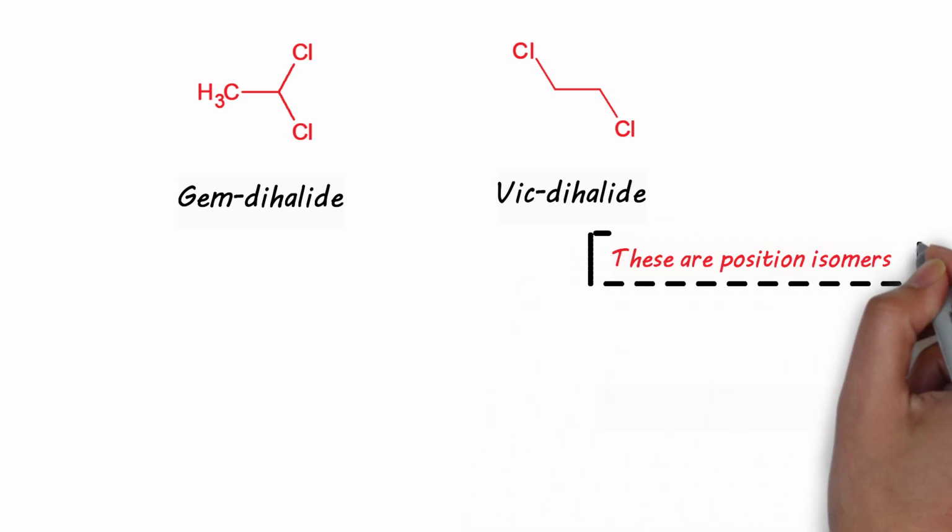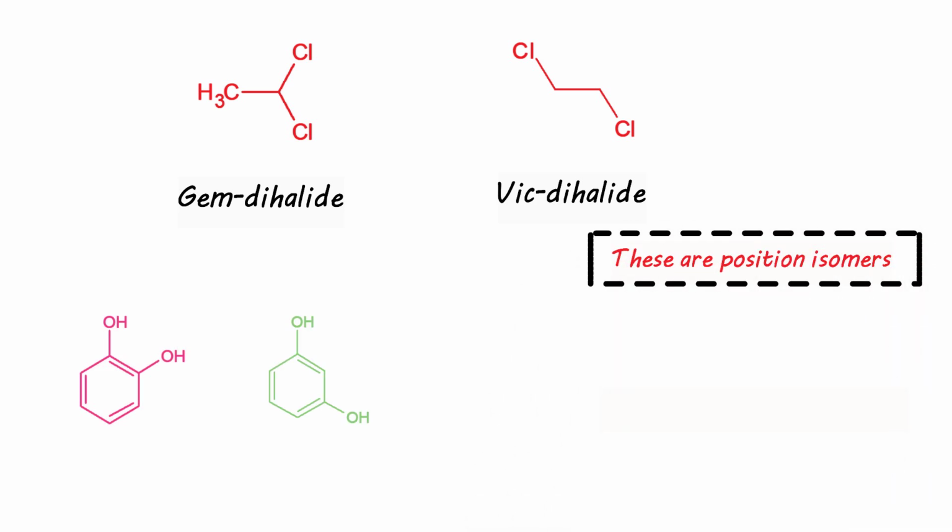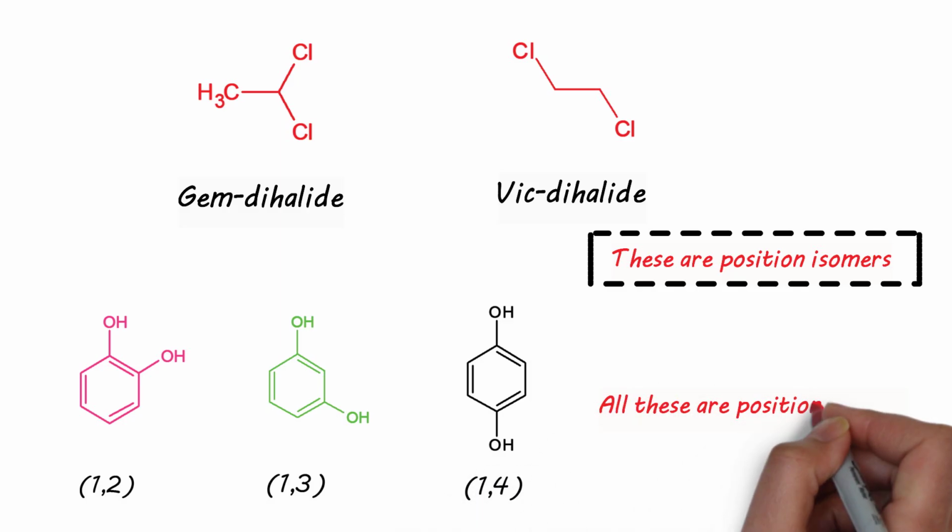Similarly, talking about the aromatic systems, these three molecules differ only in the position of functionality, as in the first the functional groups are 1,2, in the second it's 1,3, in the third it is a 1,4 isomer. So all these are position isomers.